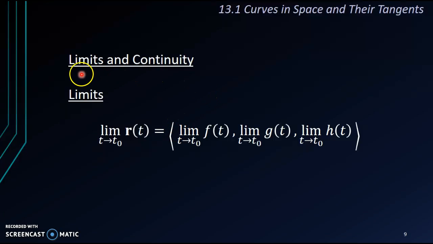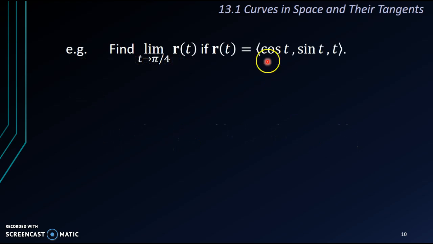Next, we will talk about limits and continuity, because these are the basics before we go to the topics about the tangent. When we talk about limits, if we want to find the limit of a vector valued function with three components f(t), g(t), and h(t), we just need to find the limit of each of the components using the same approach.